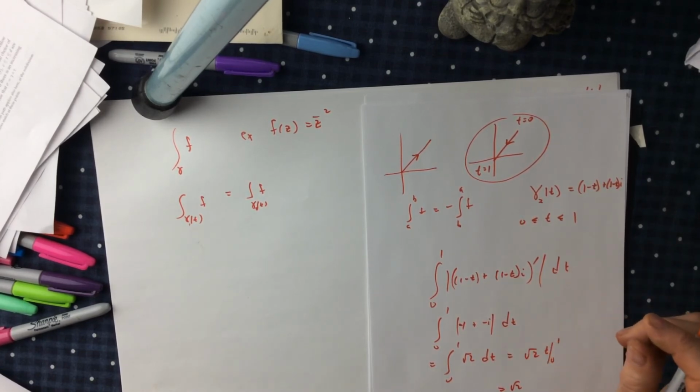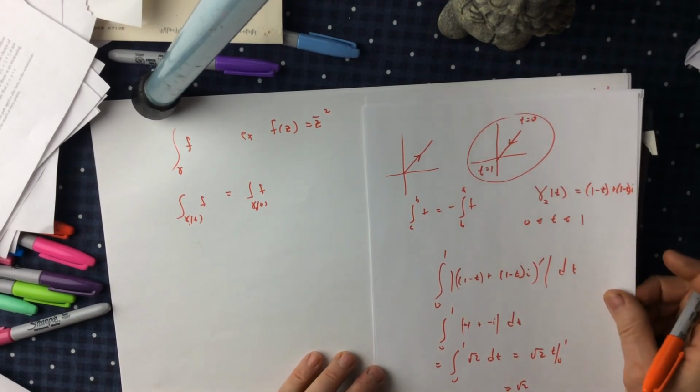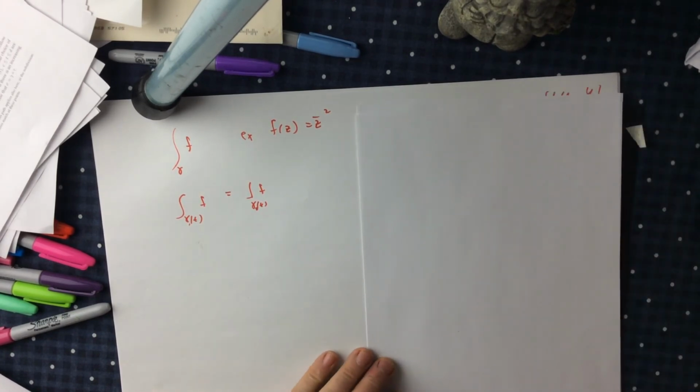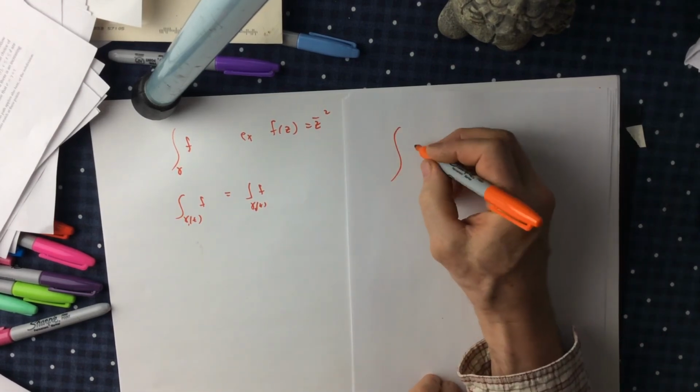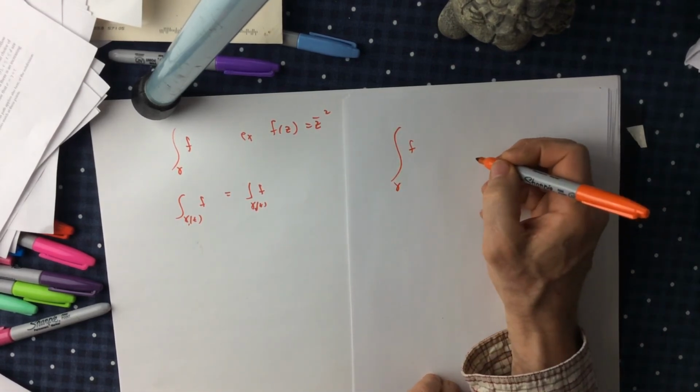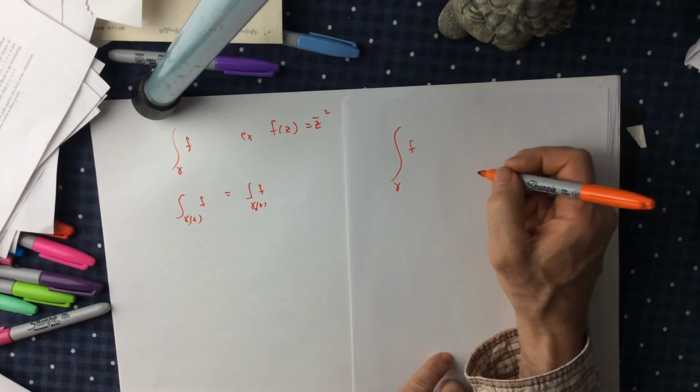Well, that's kind of nice to know. What happens if we do a function, though, rather than just doing the path length? So what happens if we're integrating some function over gamma, and then we run this function backwards?